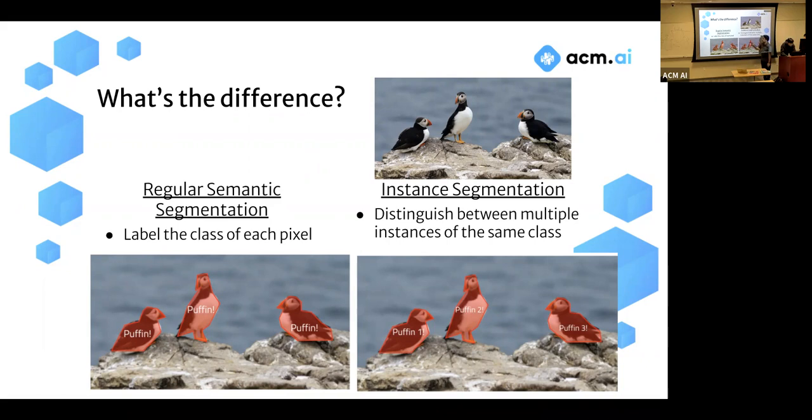So basically the difference is, let's say you have different things that look very similar. If you look closely enough, you can see that this is puffin 1, puffin 2, or puffin 3. Based on the same class, all puffins, instance segmentation identifies which puffins are different, whereas semantic segmentation is just identifying puffins. So that's the higher level of difference.